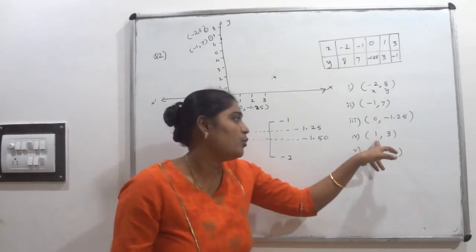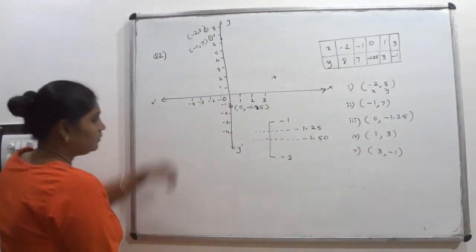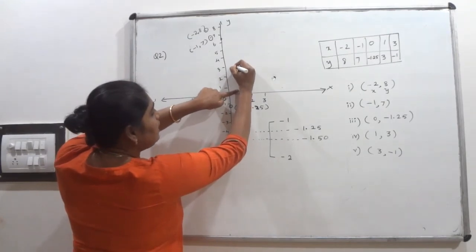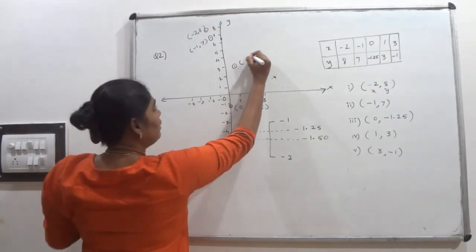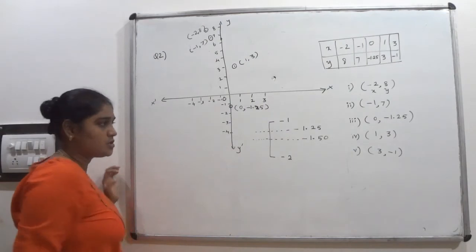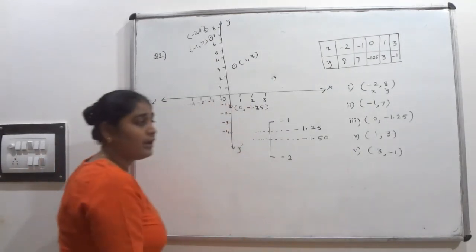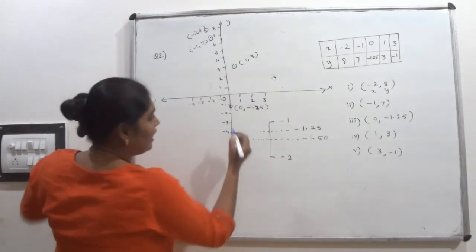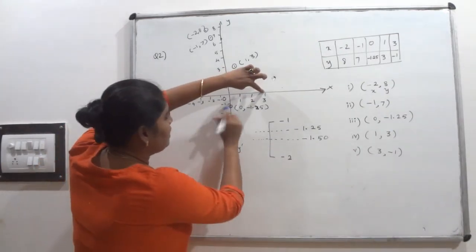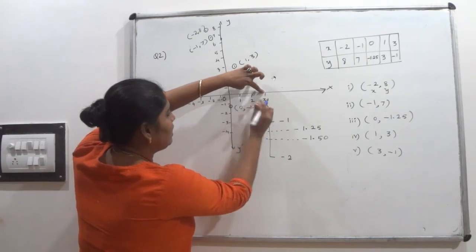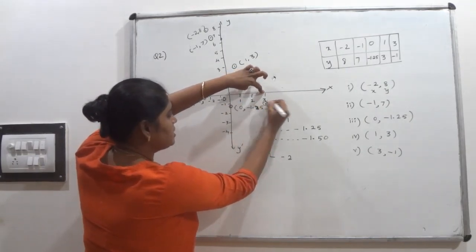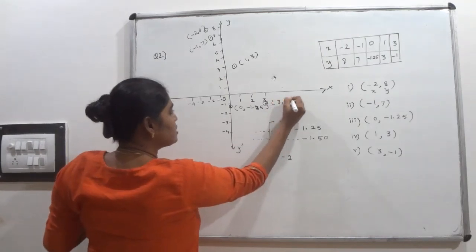The next point (1, 3): 1 on the x-axis, 3 on the y-axis, so it will lie here. These are simple points you can plot out. The fifth point is (3, -1): 3 on the x-axis, minus 1 on the y-axis. They will meet here. So this is (3, -1).